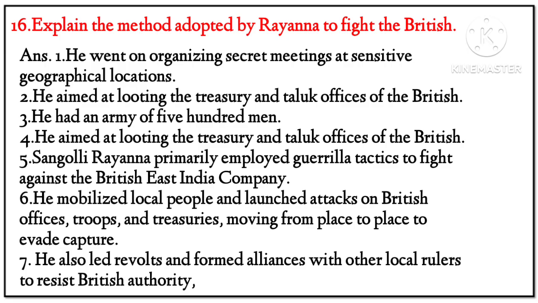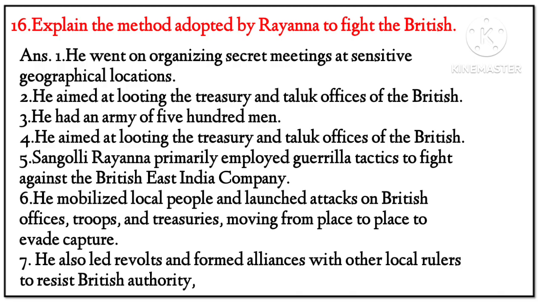Our next question, 16th. Explain the method adopted by Rayanna to fight the British. Our answer. He went on to organize secret meetings at sensitive geographical locations. He aimed at looting the treasury and taluka offices of the British. He had an army of 500 men.